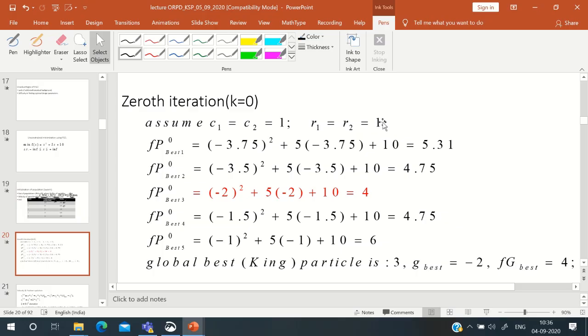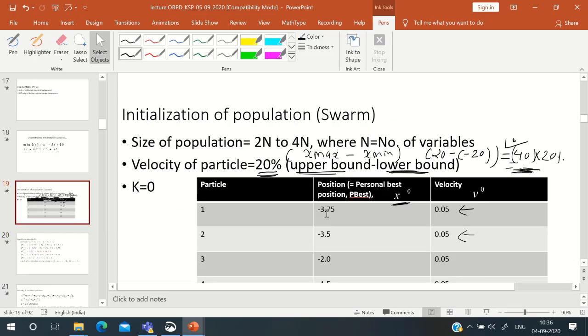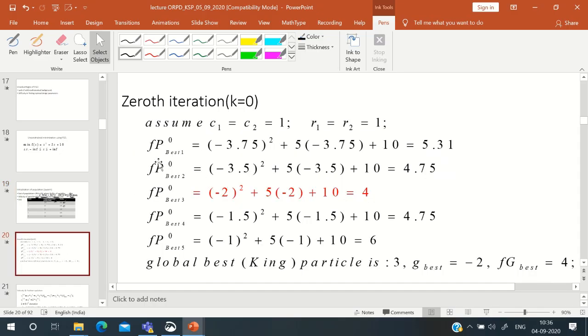But practically this random number lies between 0 to 1, right? Now for the first particle, what is the x value? Minus 3.75. Replace this x value in f of x. So what is the function? F means function, personal best value for the first particle at the end of 0th iteration. It is equal to x square plus 5x plus 10, x is minus 3.75, so it is 5.31. Repeat the same procedure for the remaining particles.